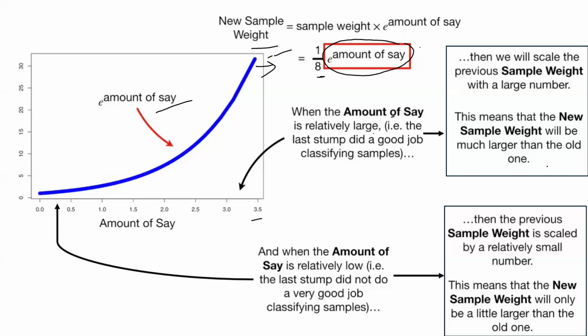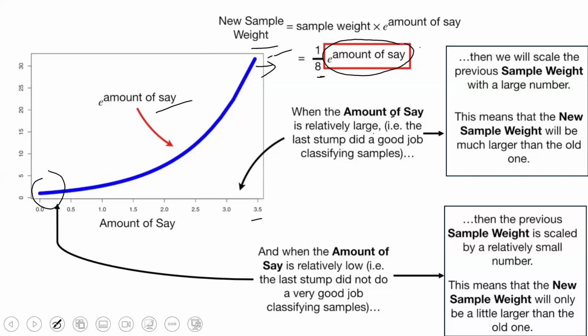We need to increase the weight drastically because there are very few such samples. The stump is doing a great job, but not with some samples. So we need to increase the weight of those samples to emphasize the importance of the next stump rightly classifying such records.